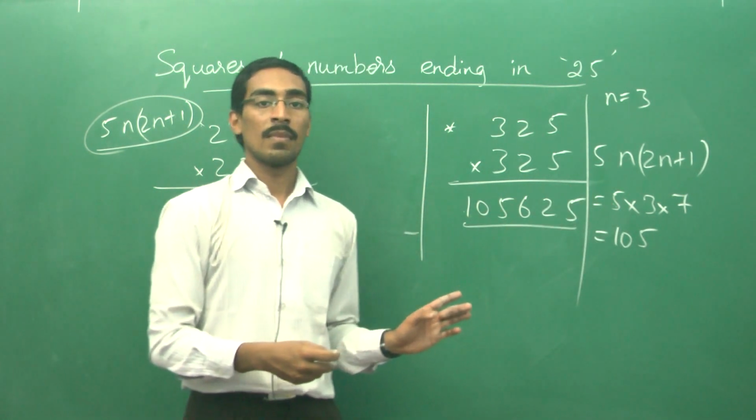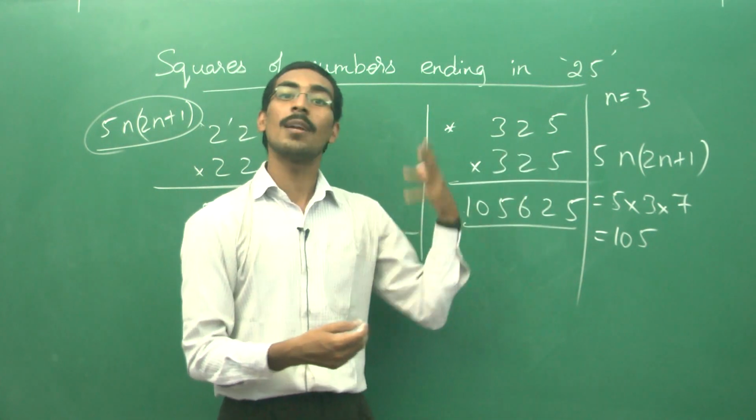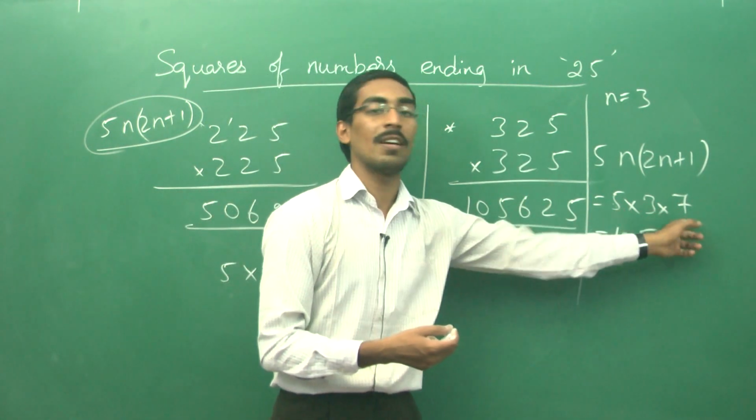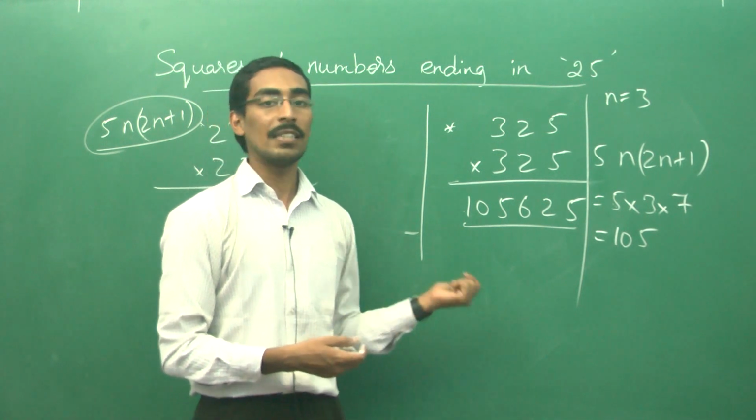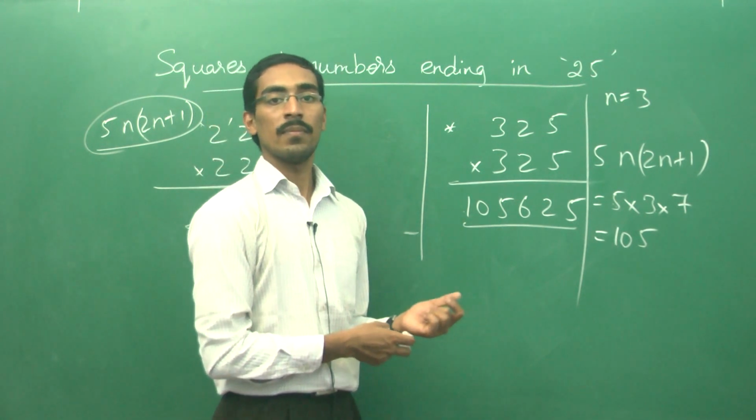That's all. But if we are doing 32 into 33, that might take longer. 5 into 3 into 7 is a better shortcut here. Is this clear? Thank you.